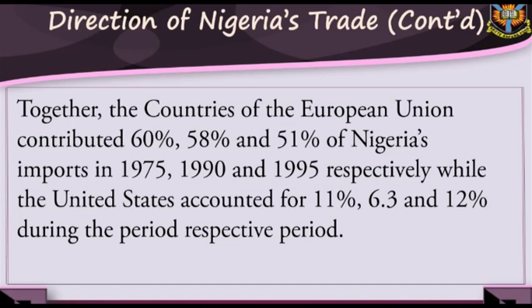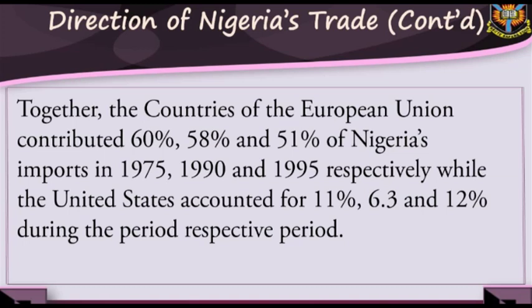Together, the countries of the European Union contributed 60%, 58%, and 51% of Nigeria's imports in 1975, 1990, and 1995 respectively, while the United States accounted for 11%, 6.3%, and 12% during the respective periods. In general, Nigeria's trade with the Middle East and the former communist states, especially Russia, has been highly insignificant.